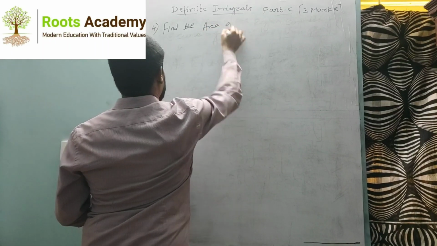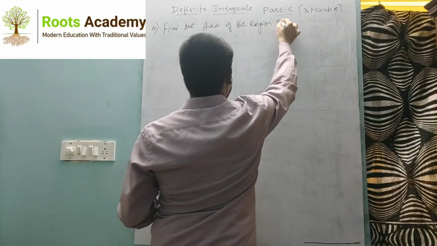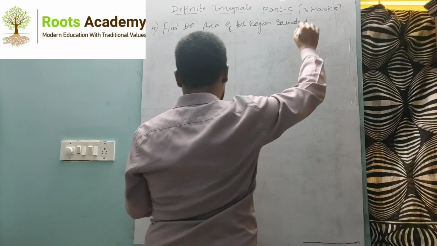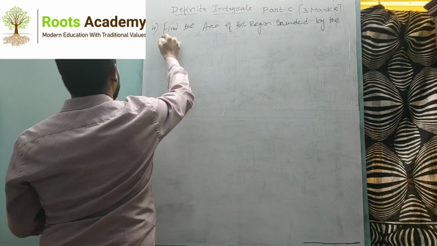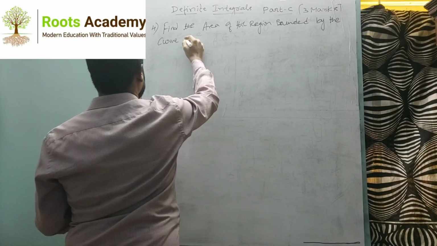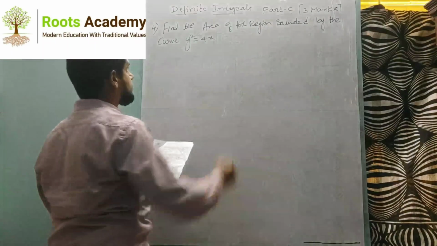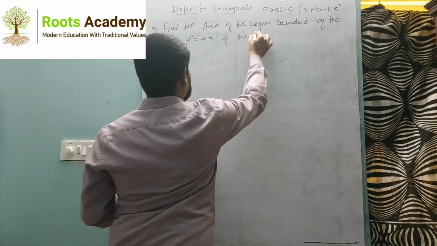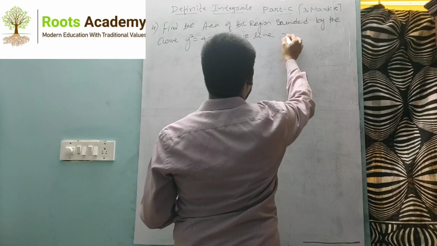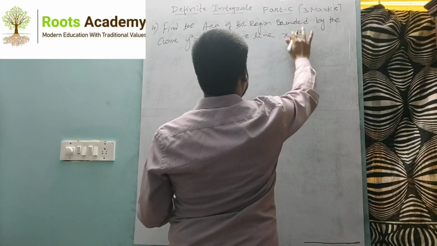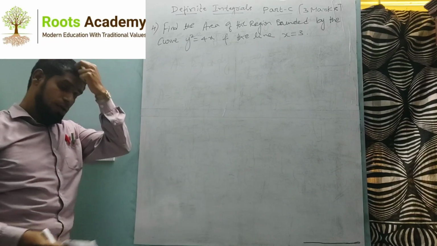Find the area of the region bounded by the curve y square is equal to 4x and the line x is equal to 3.